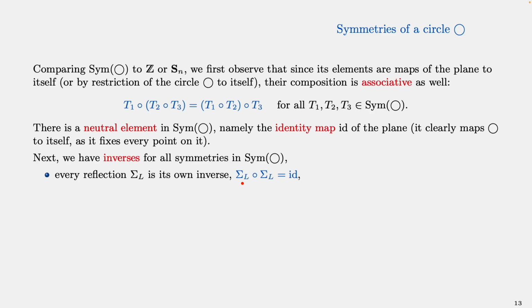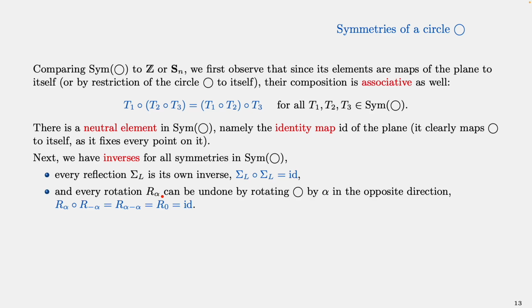If you take a reflection axis and you reflect about it, and then you do the same reflection again, everything is just back to where it started. So composing a reflection with itself gives you the identity map. And for every rotation, we can undo the rotation by simply doing the rotation by the same angle but in the opposite direction. So R alpha composed with R minus alpha is R0, rotation by angle 0, and if you rotate by nothing, then you simply have the identity map again. So this shows you that we do have inverses for all the symmetries if the identity map is the neutral element of our set of symmetries.